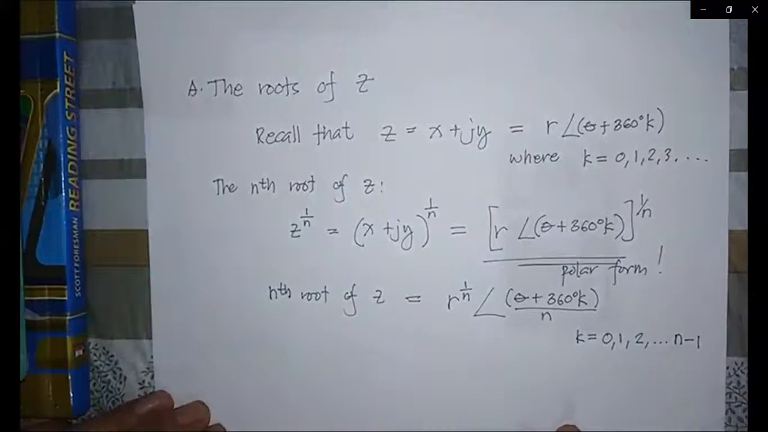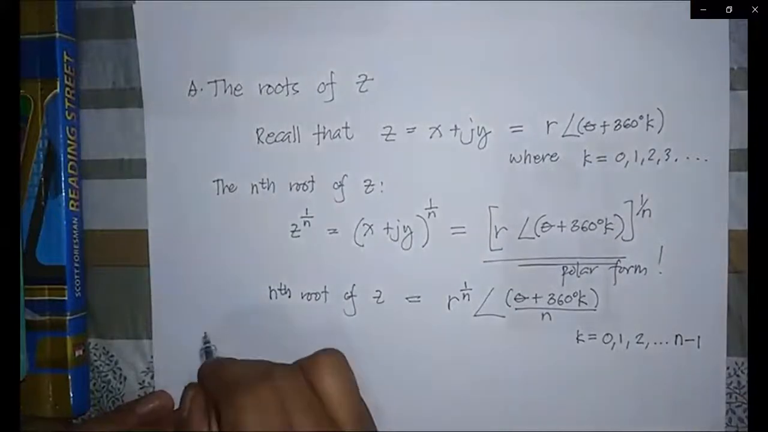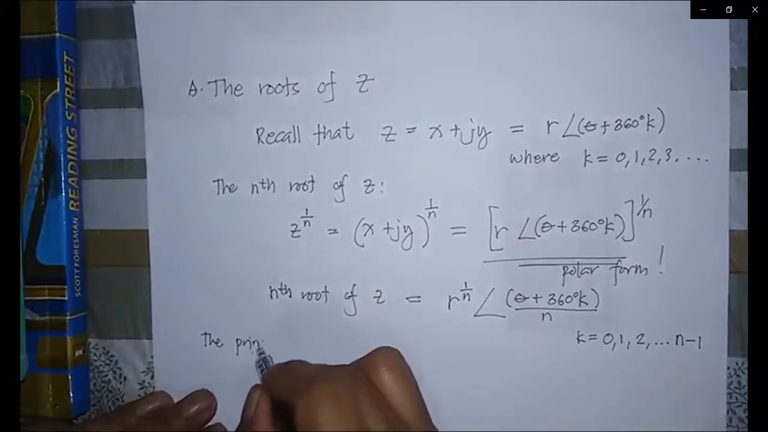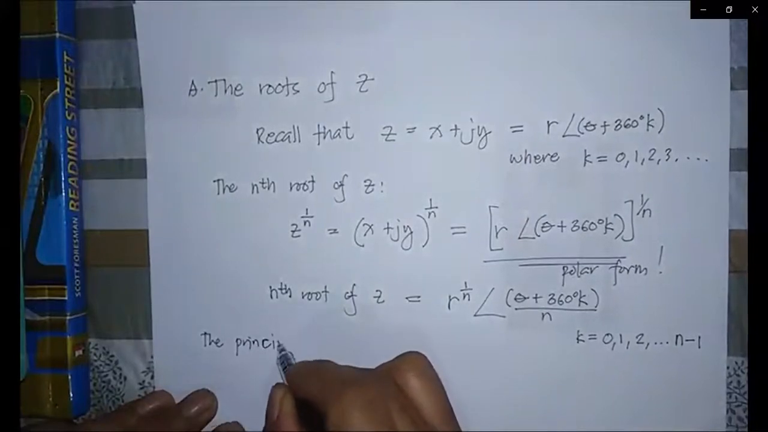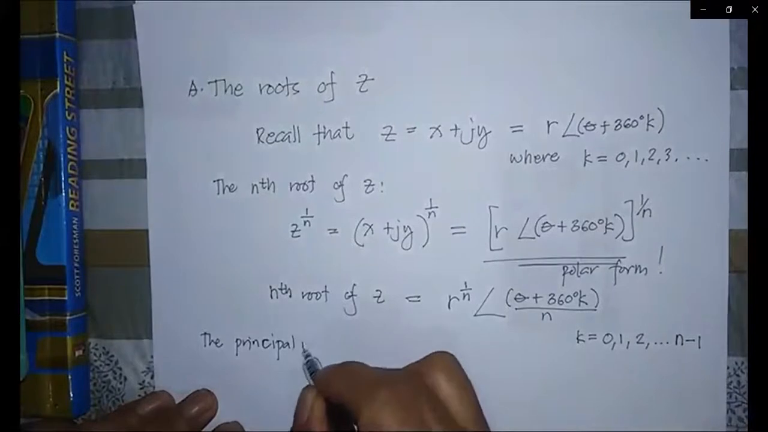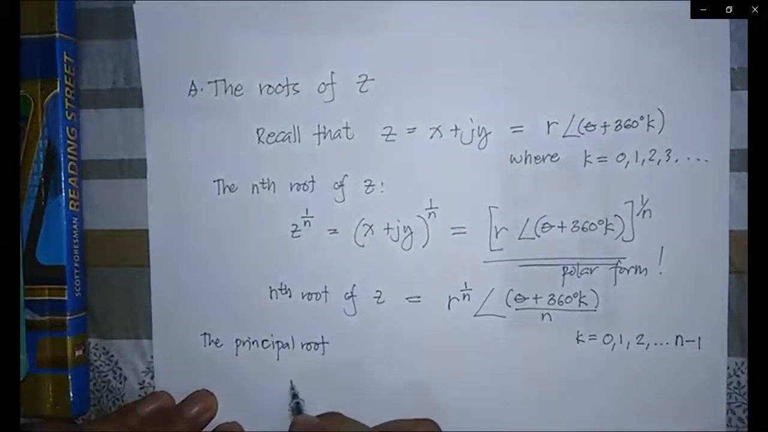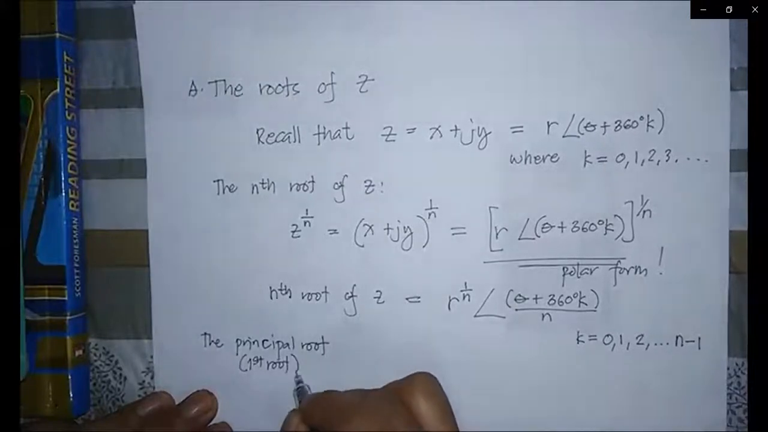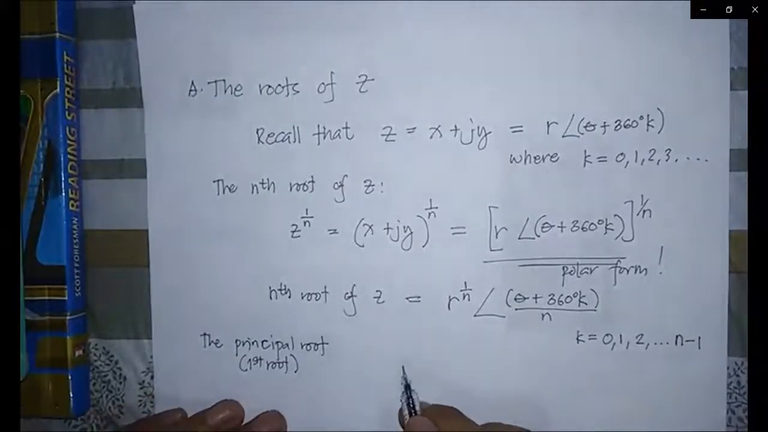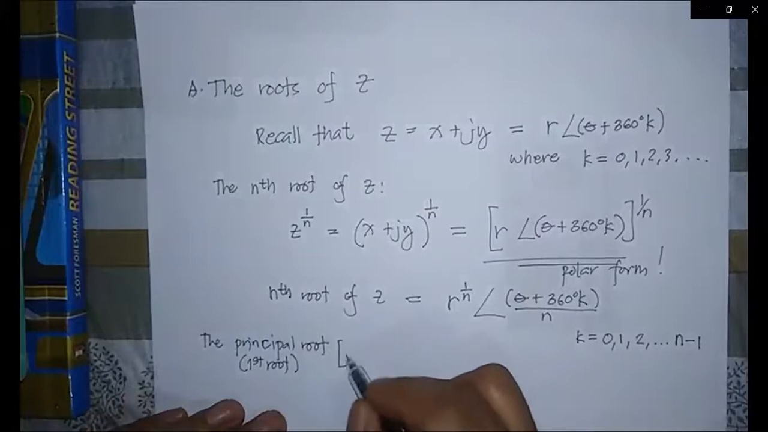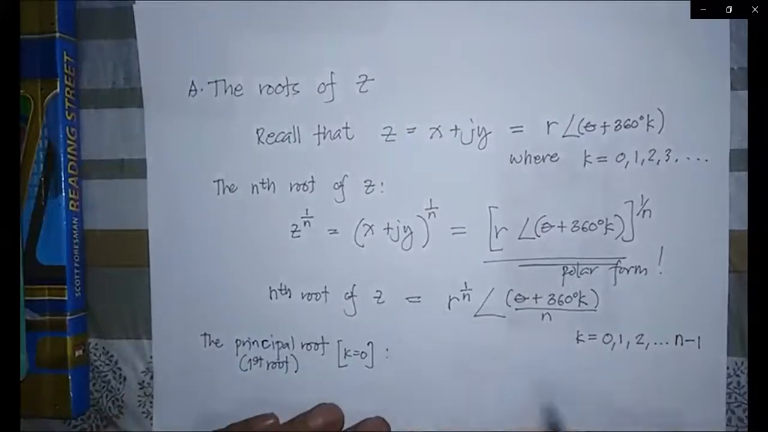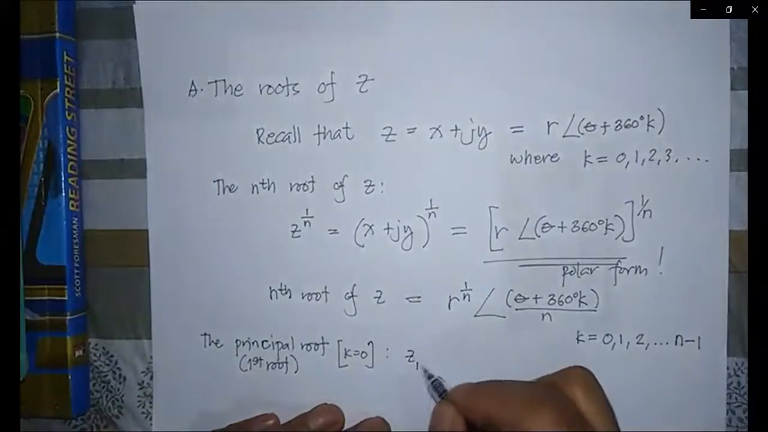So for square root, the value of k can be 0 and 1. For cube root, the value of k can be 0, 1, and 2. Now, let's find the principal root of the complex number z. The principal root is also known as the first root. That is when the value of k equals 0. So if you are going to solve for the principal root, set k equals 0.